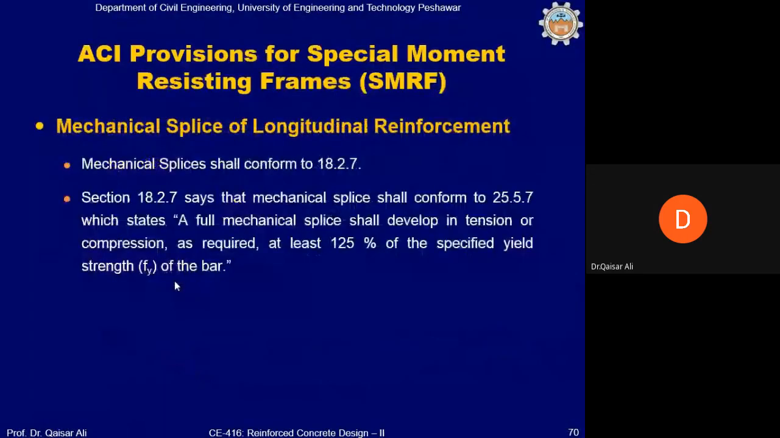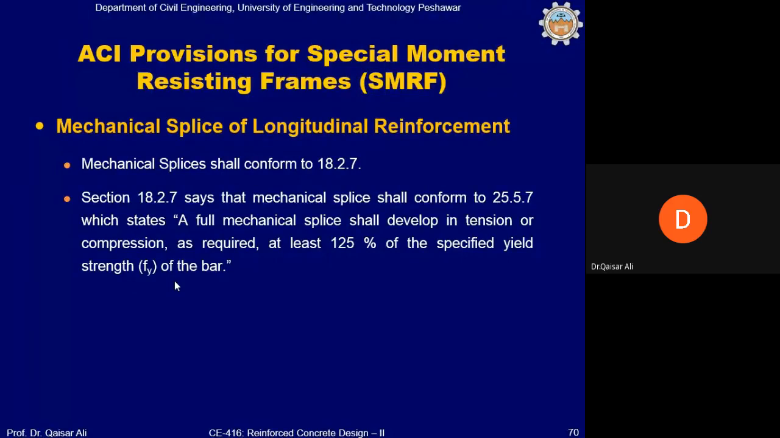Okay, instead of lap splicing, mechanical splicing is also allowed. I hope you remember the lecture in our CD1 on splicing. Just like lap splicing, mechanical splicing is also allowed in the region where lap splicing is allowed. But there is an additional requirement of the code on the mechanical splice: whatever arrangement of mechanical splice is used, it shall have a strength equal to 125% of the yield strength of the bar.